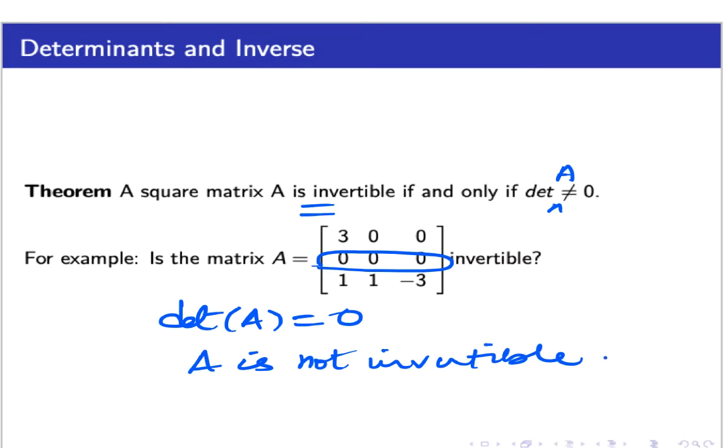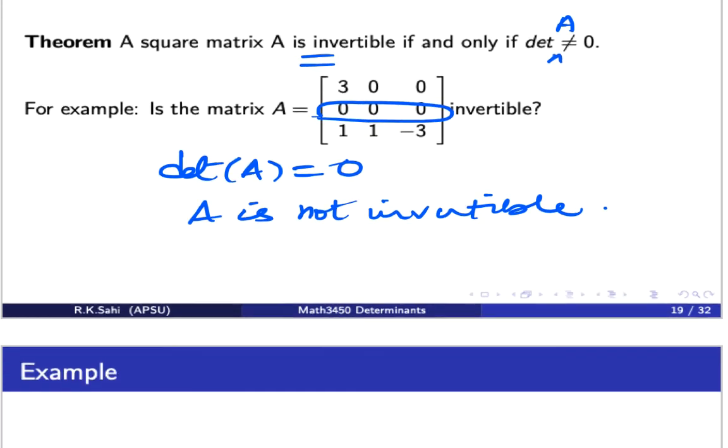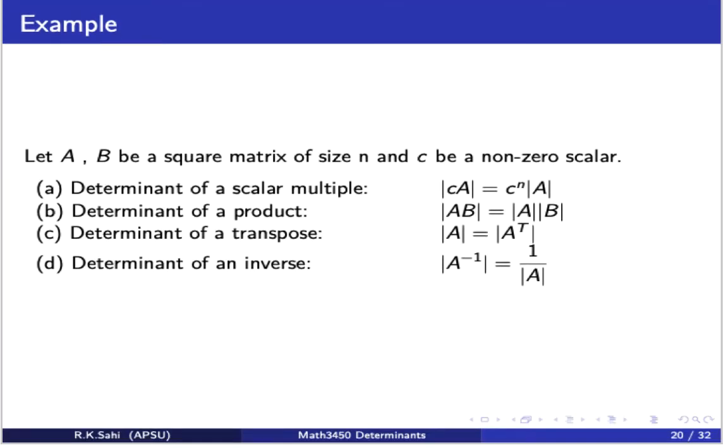Okay. Now, let's look at some other properties. I have two square matrices, A and B, of size n, and I have a non-zero scalar c. So there are four properties. First, the determinant of a scalar multiple: if I multiply c with A and take the determinant, where n is the size, c comes out raised to the power n times det A. Second, the determinant of a product is the product of the determinants individually. Third, the determinant of a transpose is the same as the determinant of the matrix. Fourth, the determinant of the inverse of this matrix is 1 over determinant A.